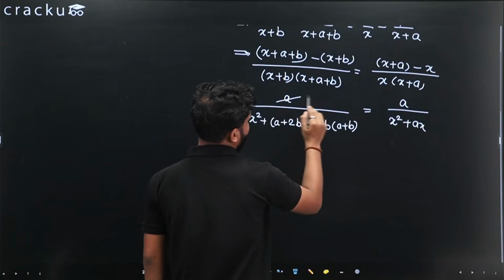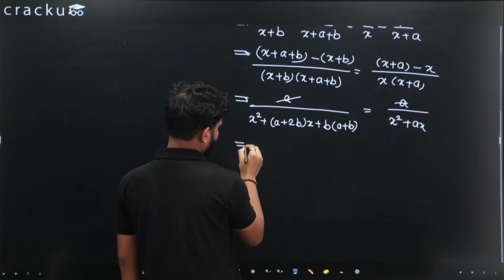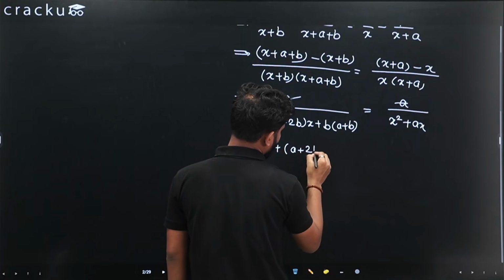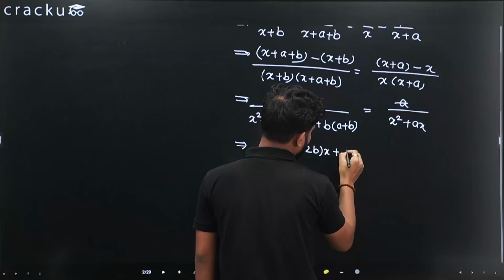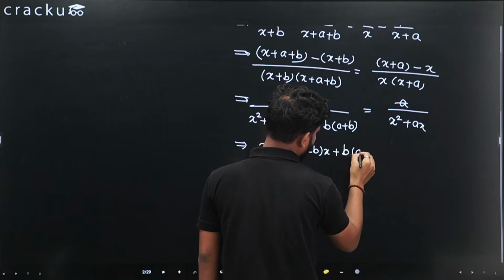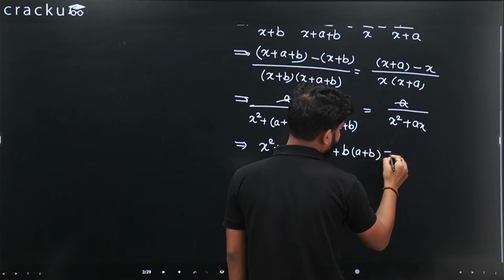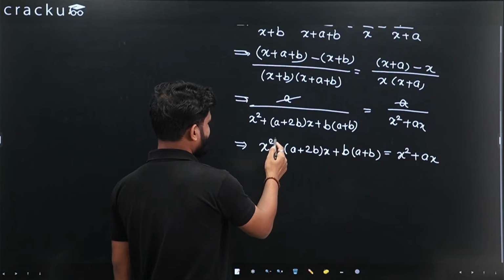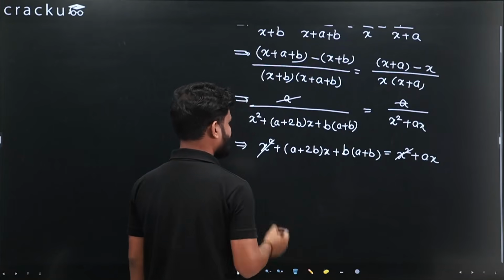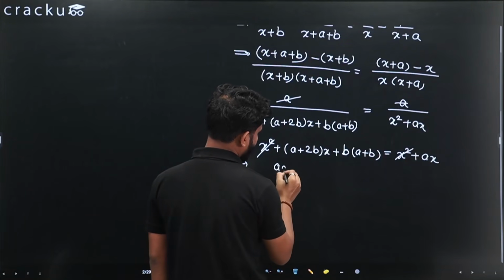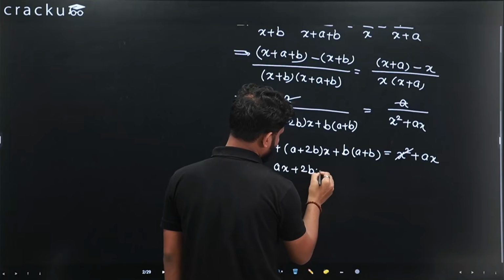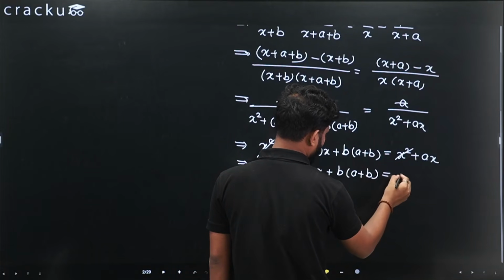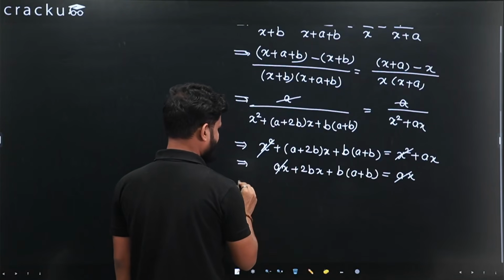Right? From here I can cancel this a, take the reciprocal and write this thing as x square plus a plus 2b x plus ab into a plus b is equal to x square plus ax. Now I can cancel this x square. From here what I get? I get ax plus 2bx plus b into a plus b is equal to ax. Ax and ax will get cancelled.